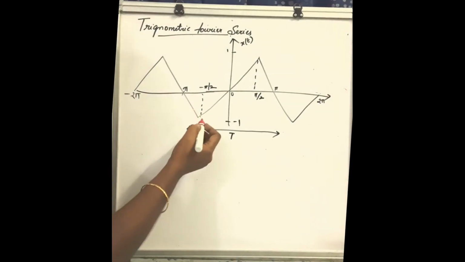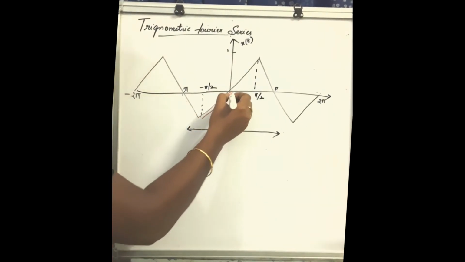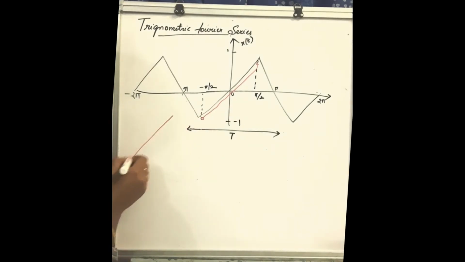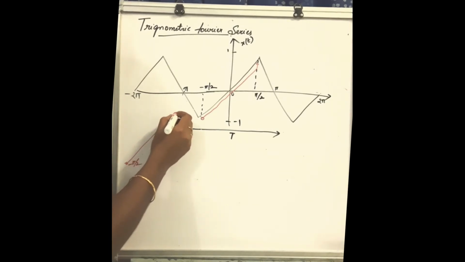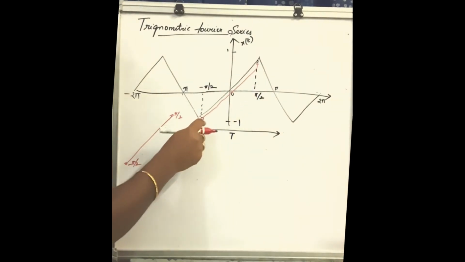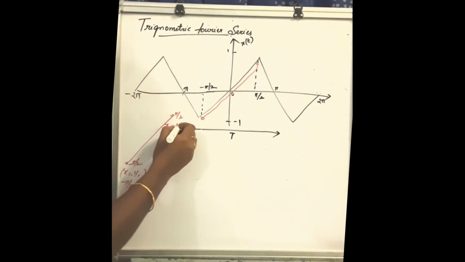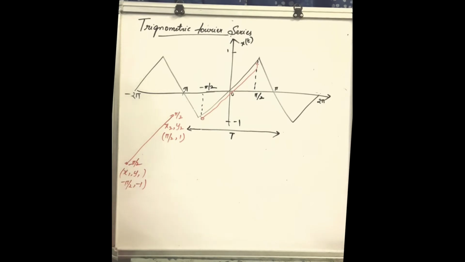The second is for the interval that starts from minus pi by 2 to pi by 2. Okay, so now we have to find the straight line equation for minus pi by 2 to pi by 2. So we have x1 comma y1, that is minus pi by 2 comma minus 1. Here it is x2 comma y2, that is pi by 2 comma 1. Let's find the straight line equation for this.